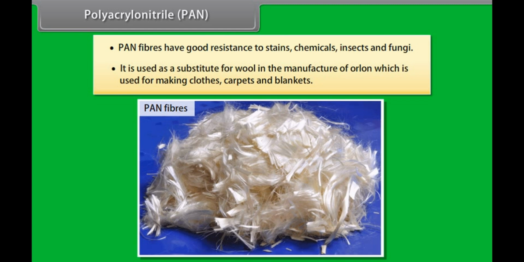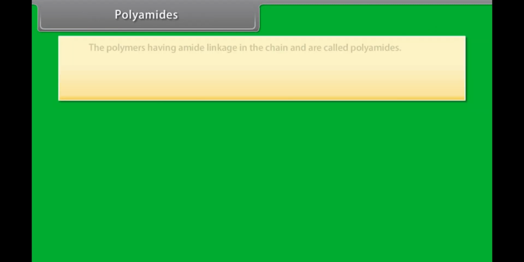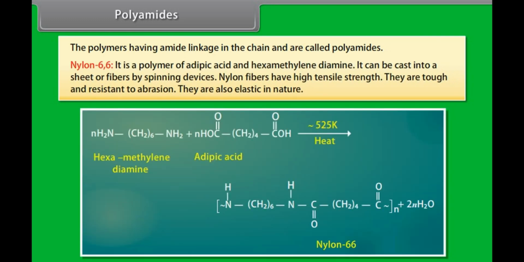and blankets. Polyamides. The polymers having amide linkage in the chain are called polyamides. Nylon 6,6. It is a polymer of adipic acid and hexamethylene diamine. It can be cast into a sheet or fibers by spinning devices. Nylon fibers have high tensile strength. They are tough and resistant to abrasion.